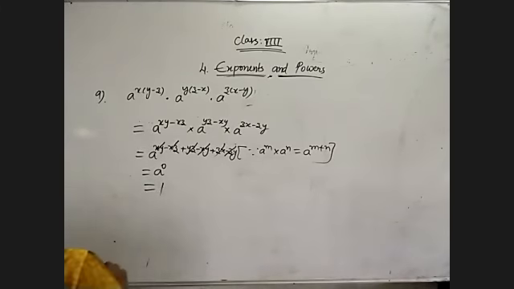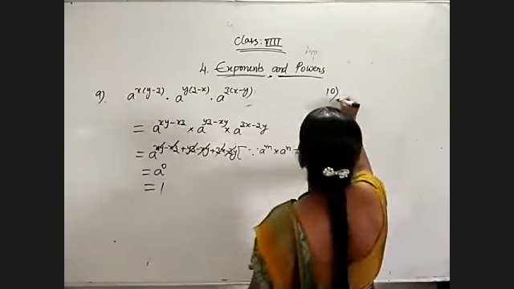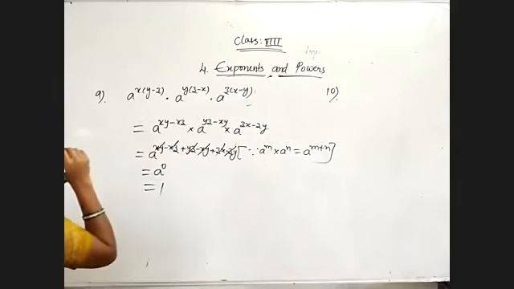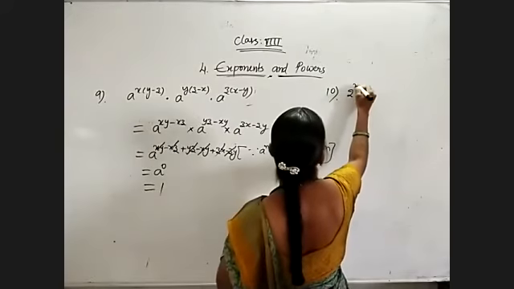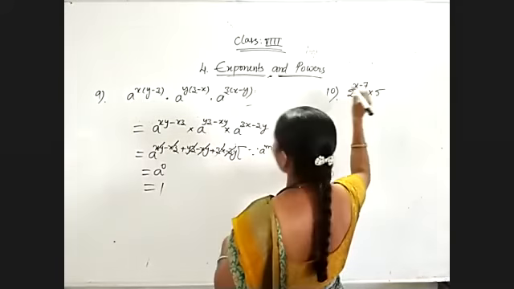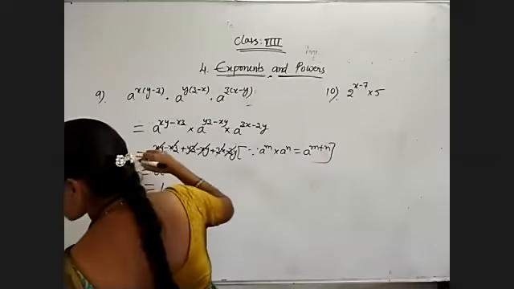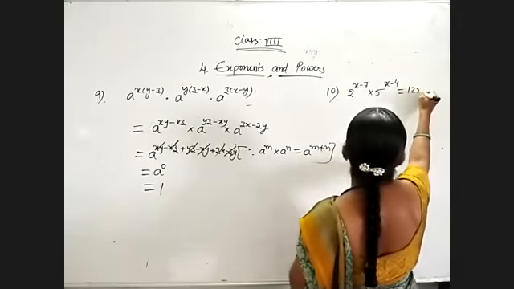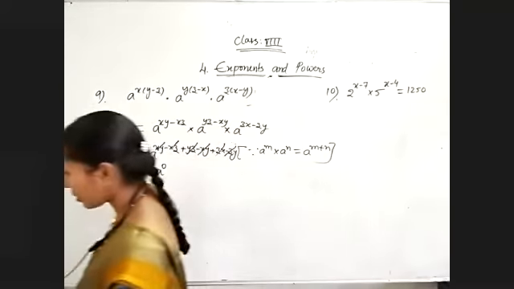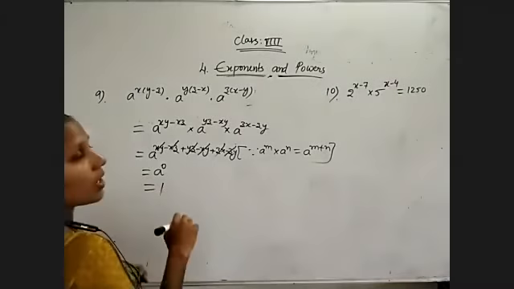And one more question given. So let it be 2 to the power of x minus 7 into 5 to the power of x minus 4 is equal to 1250. Then what is the value of x?